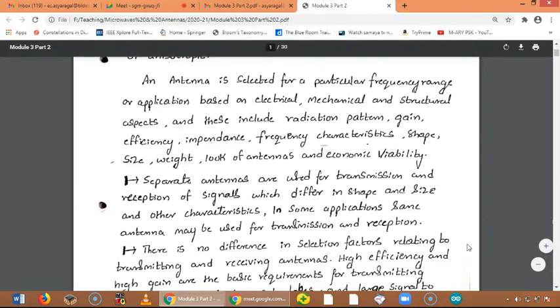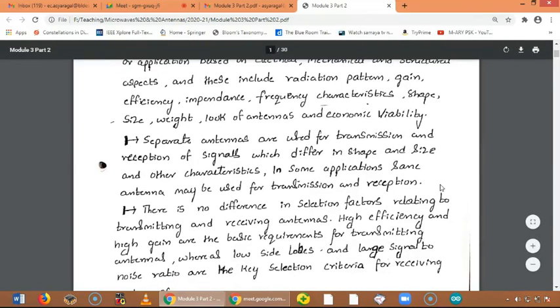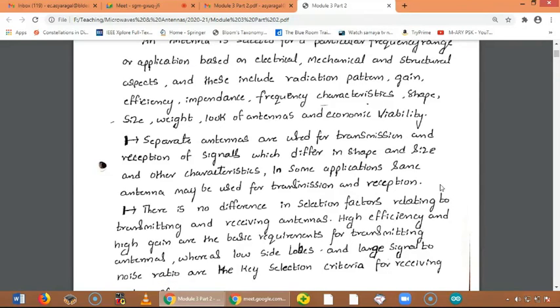Usually, separate antennas will be used for the transmission and reception of the signals, which may differ in shape, size and other characteristics. But it is not necessary that separate antennas are used for transmission and reception. The same antenna, a single antenna, can be utilized for both transmission and reception. There is not much difference while selecting a transmitting antenna or a receiving antenna. There are two to three parameters which we need to look into carefully while selecting a transmitting antenna or a receiving antenna.